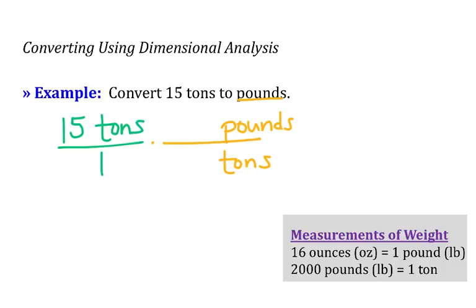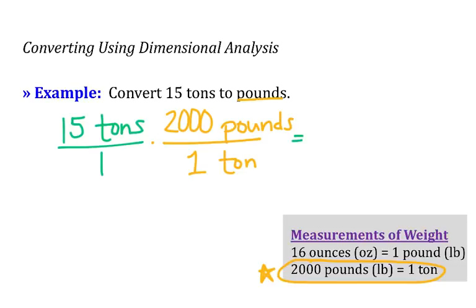I've captured what we had on the screen a little bit ago, which was a conversion factor that told us 2,000 pounds make 1 ton. So with pounds I can place my 2,000. That's equivalent to 1 ton, I guess I should say. And if we clean this up, we'll multiply straight across top and bottom.